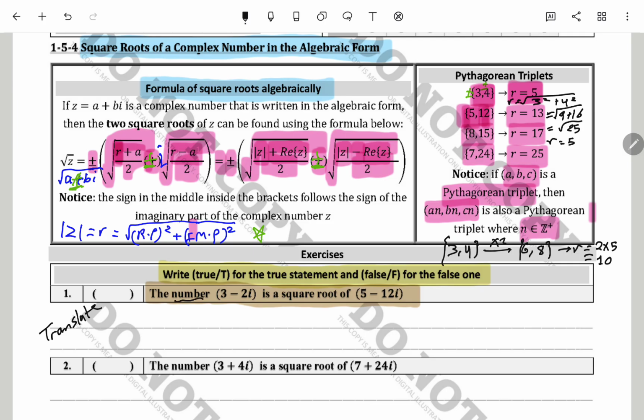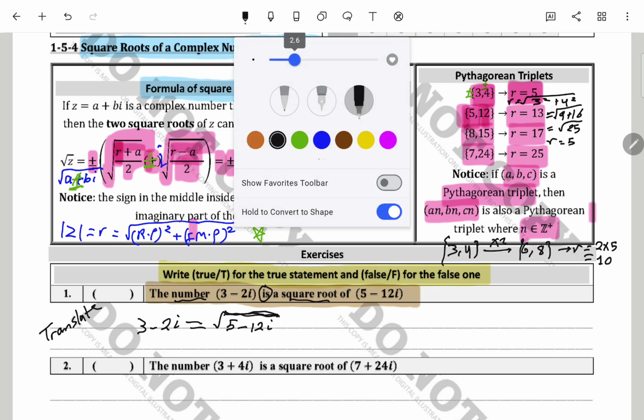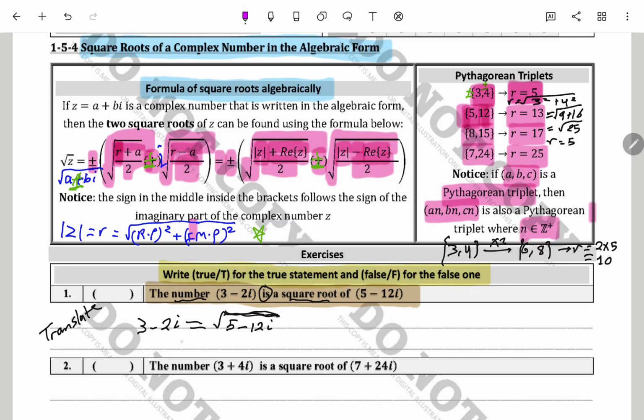If you're going to read the number, start writing it: 3 minus 2i. The word is make it equal. Square root, make a square root of, make it inside, like this exactly: 5 minus 12i. Now you have two choices. You can square both sides and get rid of this square root, or you can use the formula. I will do both. If I square both sides, I will get exactly like this.